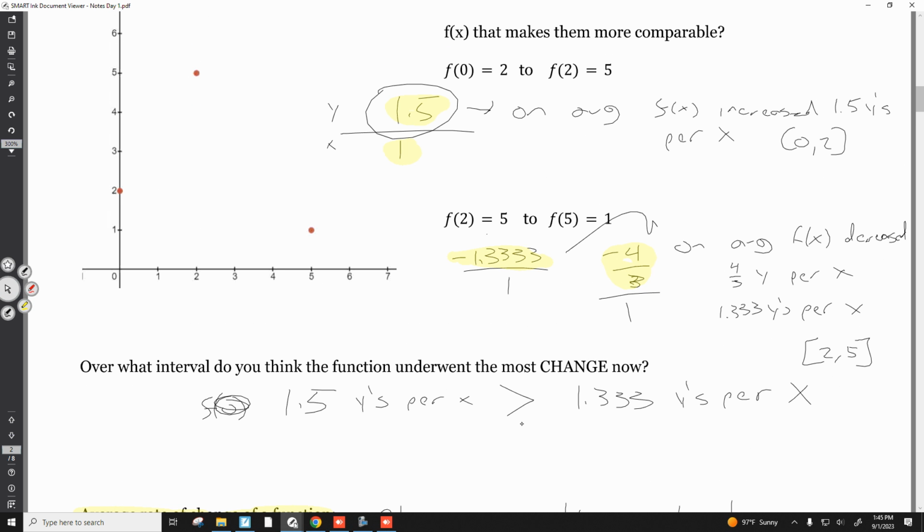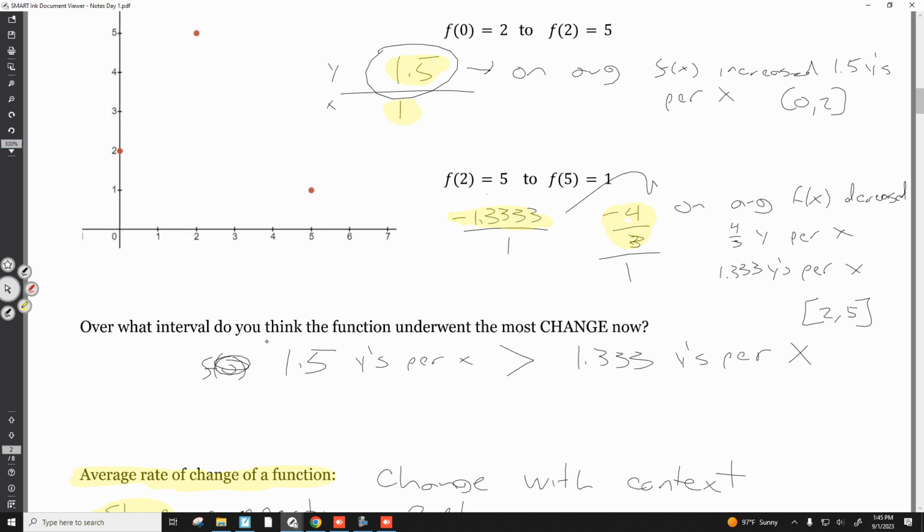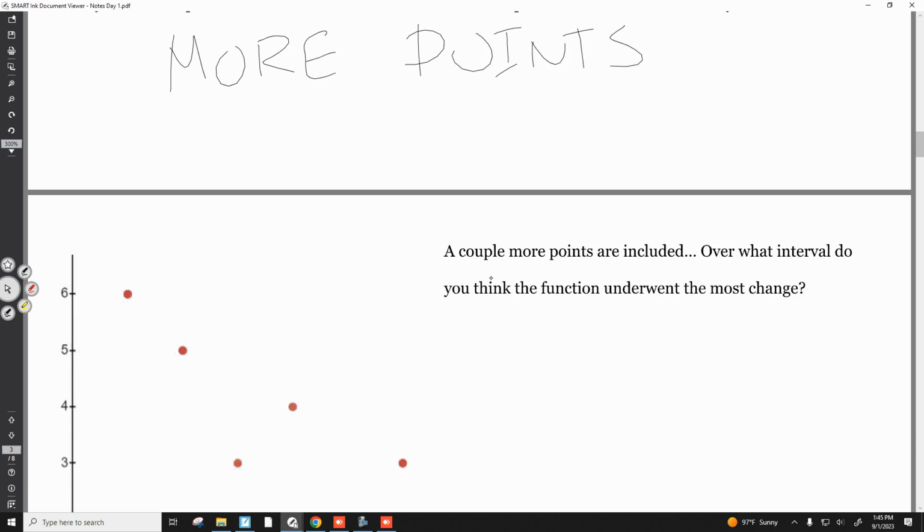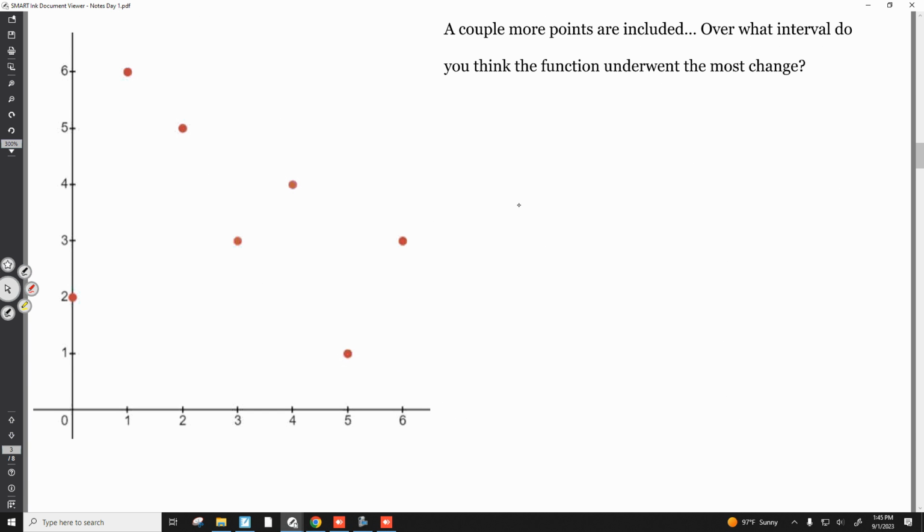We still want to know more about this function. Now we have 3 points. Thankfully, we have some x's. What would you like to have if you wanted to understand this function more? Like, if you could request more information to understand this complicated function, what would you like to know? Tell your neighbors. More points. More points. Okay. Boom. Some more points are included. I have more points.